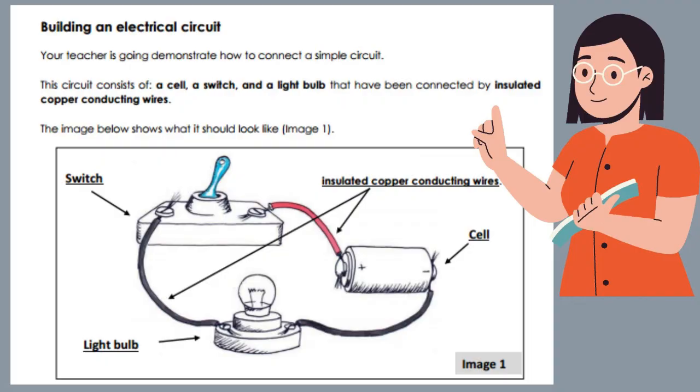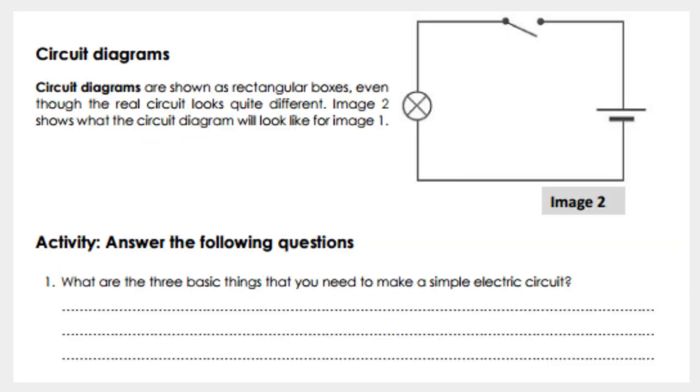Building an electrical circuit. Your teacher is going to demonstrate how to connect a simple circuit. This circuit consists of a cell, a switch, and a light bulb that have been connected by insulated copper conducting wires. The image below shows what it should look like. Image 1. Circuit diagram. Circuit diagrams are shown as rectangular boxes, even though the real circuit looks quite different. Image 2 shows what the circuit diagram will look like for image 1.